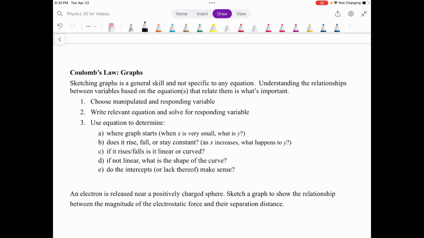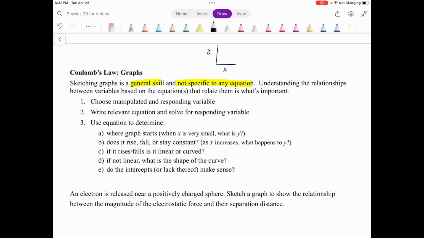All right, so just a reminder here, when talking about graphs in general and sketching graphs, it's a general skill. It's not specific to any equation, right? It's not like you're supposed to memorize what the graph looks like for a certain equation with certain variables, right? All any graph does is show us how y depends on x, right? When x changes, what's going to happen to y? Putting different variables there just means x represents something and y represents something else, right?